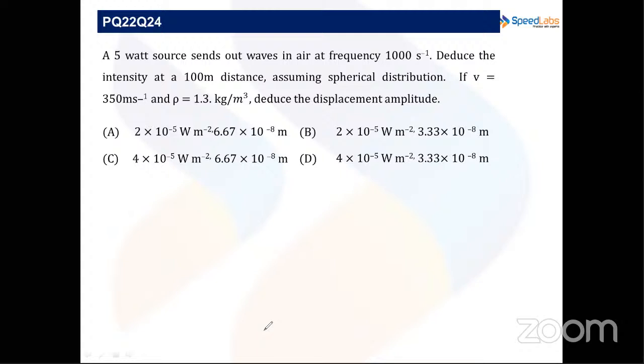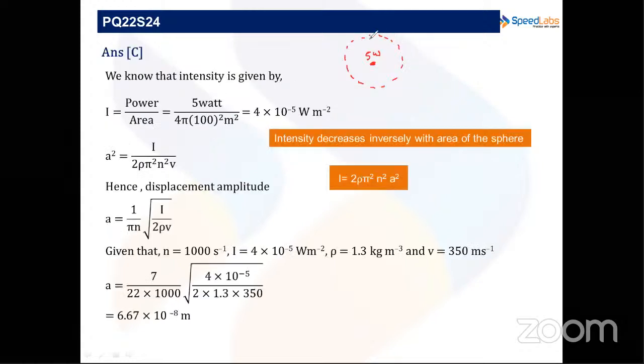So first, intensity is power per unit area. So power, which was 5 watt, originates from the source and it is distributed in this entire area. This distance is 100 meter. So area is 4 pi r square, where r is 100. So 5 watt divided by 4 pi 100 square. You get the intensity. This is the intensity at this point, and it is inversely proportional to the square of the distance from the center.